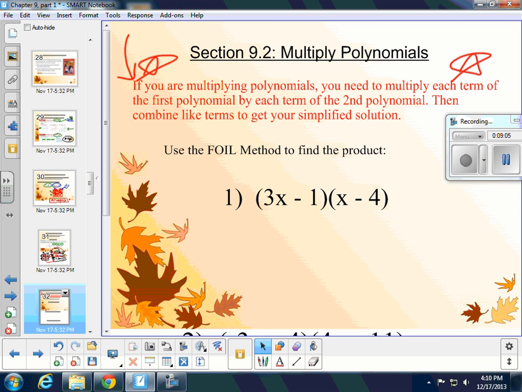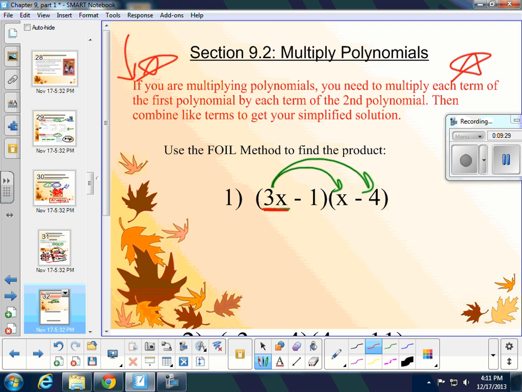I've had students tell me, well, the FOIL method is really just like distributing. You just start with the first term and then go to the next term, and you make sure you distribute each term to the second binomial. So yeah, you could actually see it like that. Think of it like distributing. Let's say we're distributing this 3x, and I would multiply it times x, and I would multiply it times negative 4. Well, isn't that exactly what FOIL's doing too?